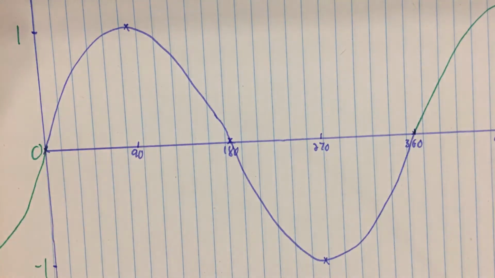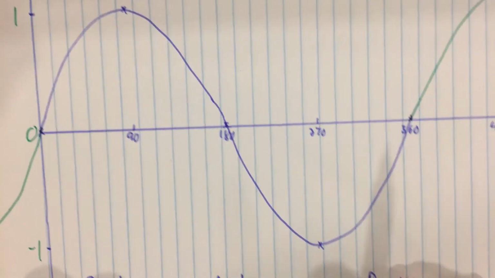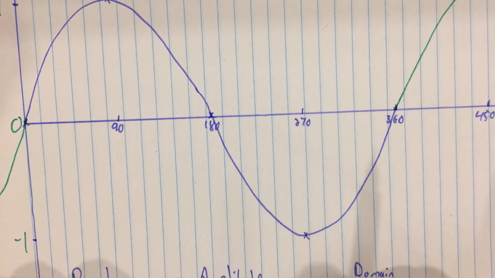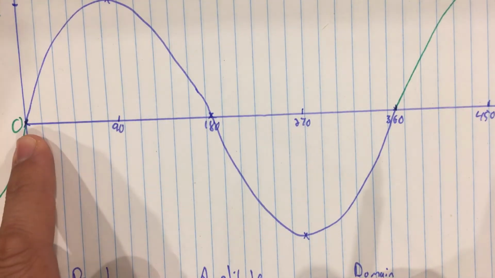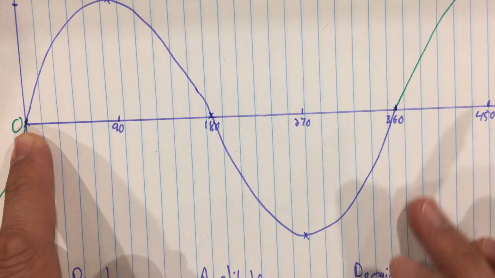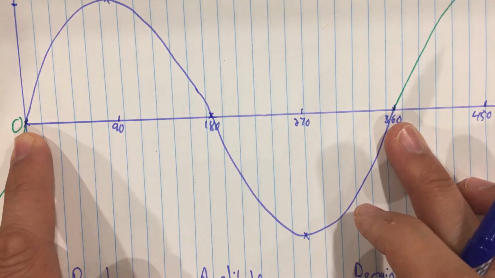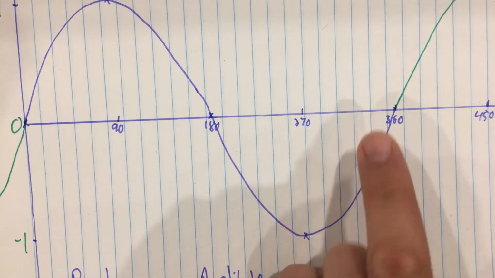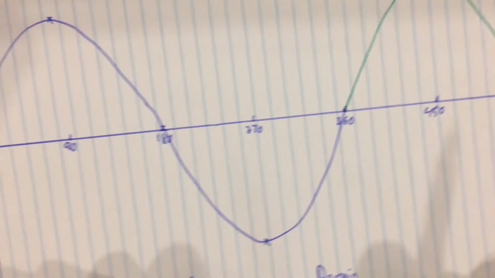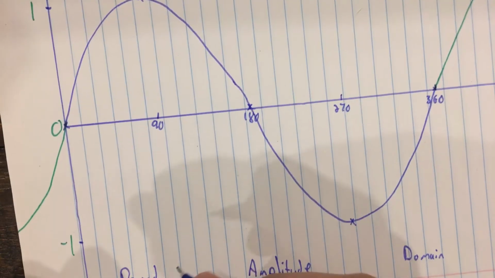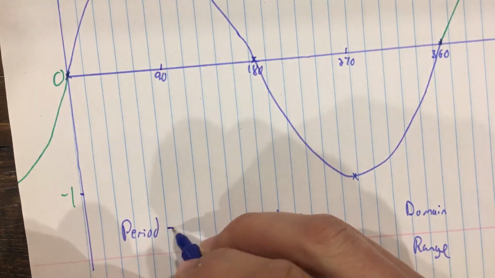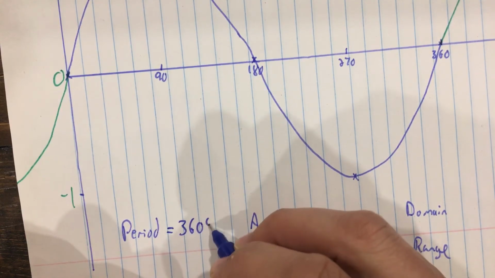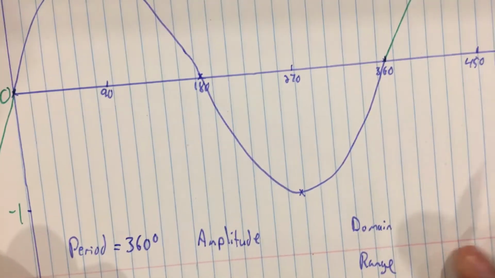The period of the sine function is how long it takes to complete one cycle. So in the sine function, it's 0 to 360 degrees, and then it will repeat itself from 360 to 720 and so on and so forth. So the period of the sine function is 360 degrees.